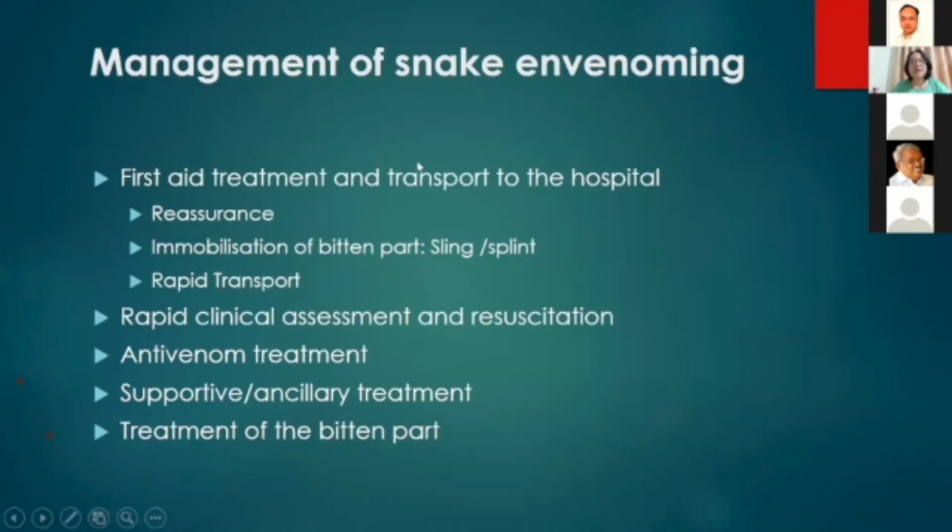So regarding the management of snake envenoming, we've already dealt with these important steps. The first aid treatment, which deals with reassurance, immobilization of the bitten part, and rapid transport. Then the rapid clinical assessment and resuscitation, treatment with antivenom, supportive care, and treatment of the bitten part.